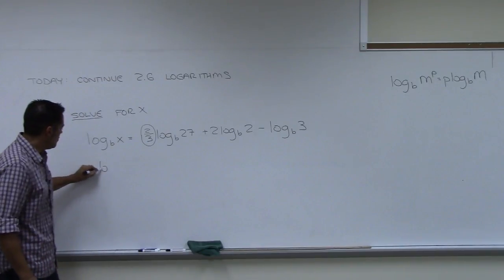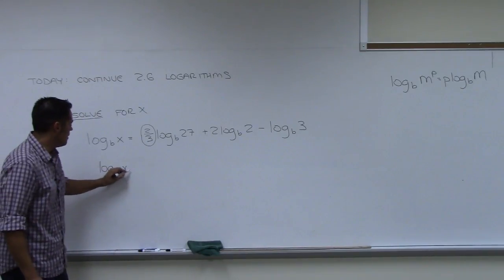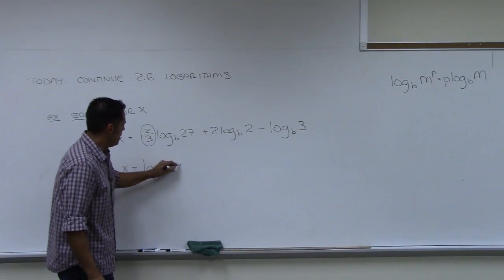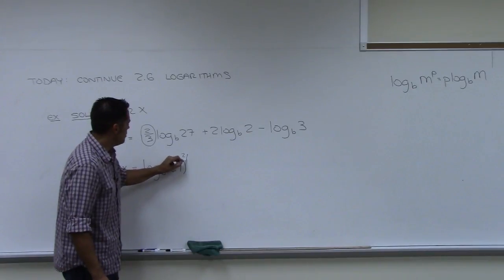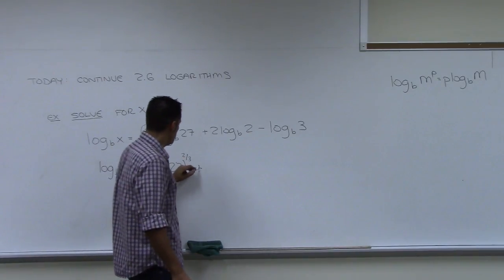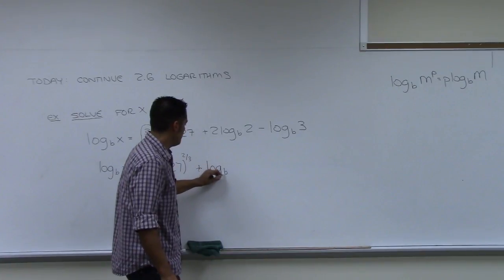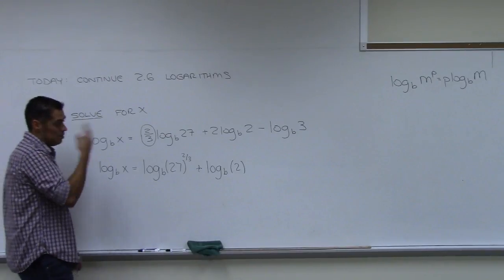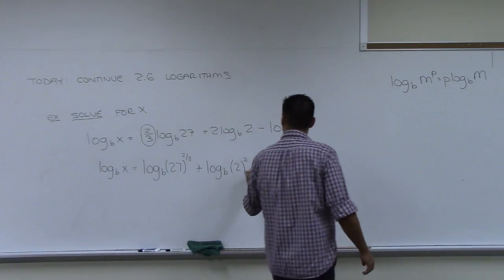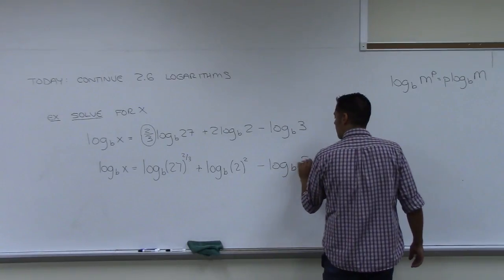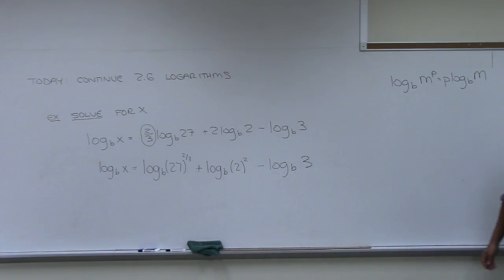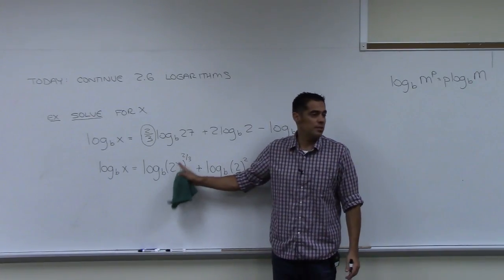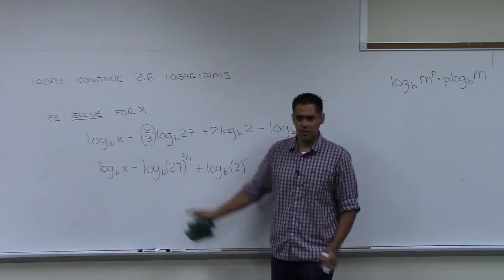So my next line is going to read like this. Log base b of x equals log base b of 27 raised to the 2/3, and then plus log base b of 2 to the what? 2, right? 2 squared. And then minus log base b of 3. All right. Now, let's see if we can't figure out what 27 to the 2/3 is. Do y'all know what this is?